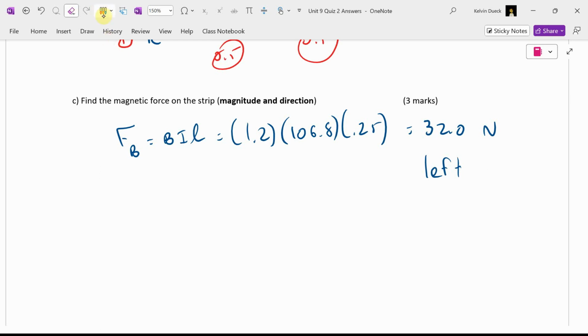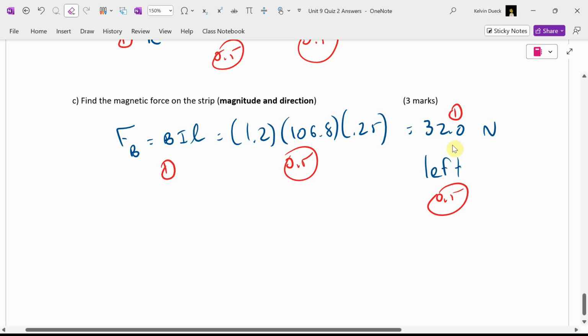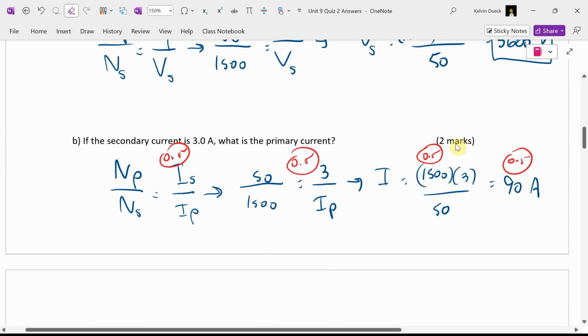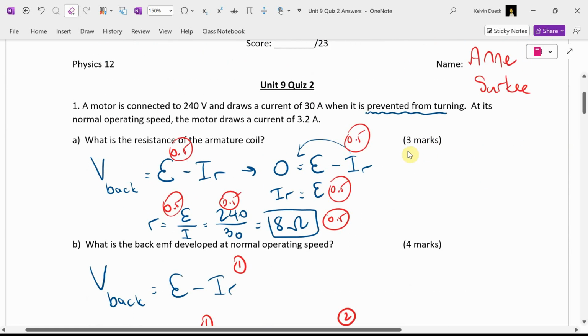For 3 marks, I would probably go something like this. 1 mark for that, half mark for that, 1 mark for the magnitude, and a half mark for the direction. I don't know, something like that. Can you give yourself a lovely score on this take-home quiz, please, out of whatever this quiz is out of? What's it out of, Mr. Dueck? 23.